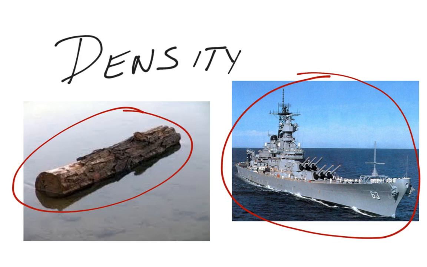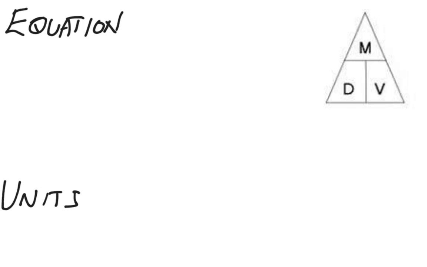If the object that you're placing on top of the water is less dense, meaning it has a lower ratio, then it will float. And it's about the water that gets displaced. The equation that we're going to use for density is density is equal to mass over volume.